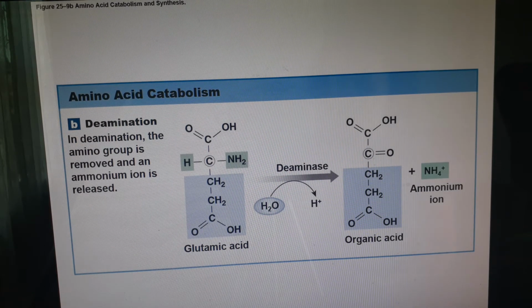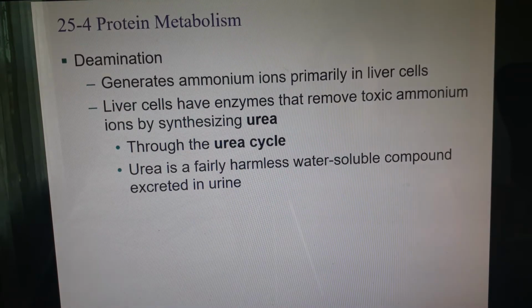Deamination gives us the ammonium ion. So we take that glutamic acid, instead of taking this amino group off and putting it on something, we just deaminate it and we have an NH4 ammonium ion, which is toxic. So now we have to do something to get rid of this ammonium ion. In deamination, we generate ammonium ions, especially in liver cells, which are where this is happening.